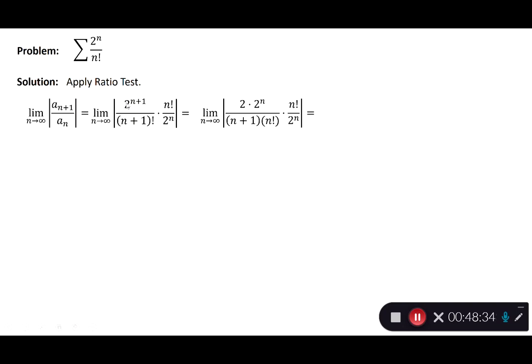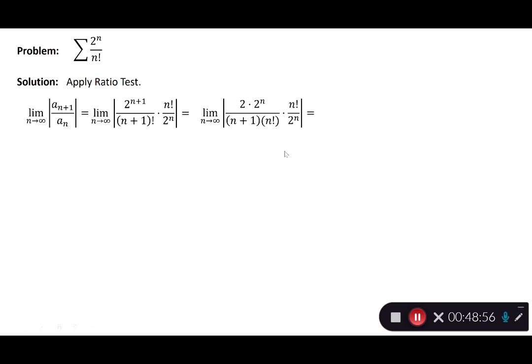In the same way, we can write 2 to the n plus 1 as 2 to the n times 2 to the 1. Do not say 2 to the n plus 1 is 2 to the n plus 2 to the 1. No, it is not. 2 to the n plus 1 is 2 to the n times 2 to the 1, because a to the m plus n is a to the m times a to the n. That's the concept we applied.